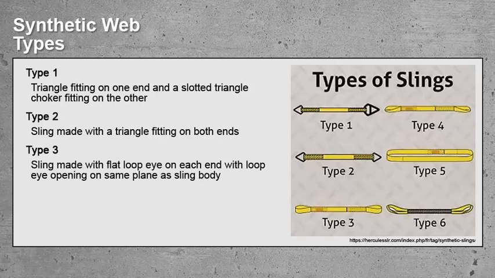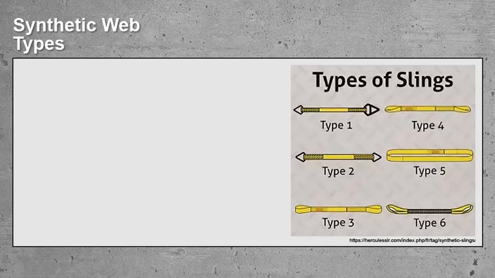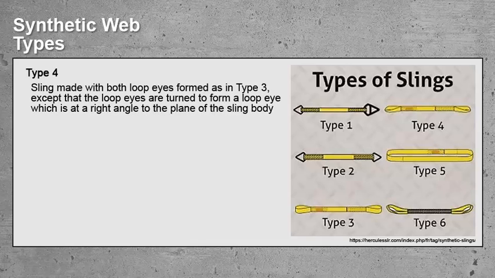Type 3 is a sling made with a flat loop eye on each end, with a loop eye opening on the same plane as the sling body. This type of sling is sometimes called a flat eye and eye, or double eye sling. Type 4 is a sling made with both loop eyes formed as in a Type 3, except that the loop eyes are turned to form a loop eye which is at a right angle to the plane of the sling body. This type of sling is commonly referred to as a twisted eye sling.